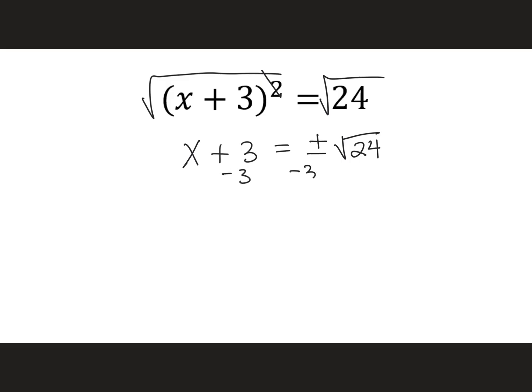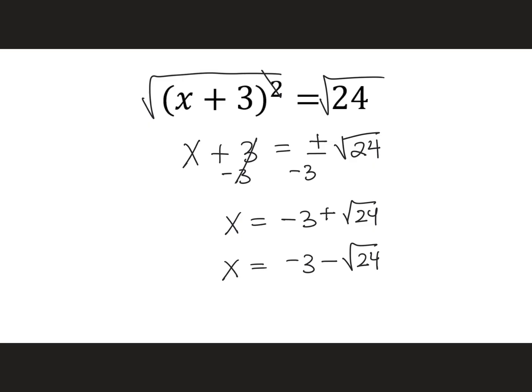Now, I'm going to suggest putting it in front of your radical. It just works better when you have a handheld calculator. If you have the decimals calculator, it really doesn't matter. So I get x equals -3 plus the square root of 24. And I also get x equals -3 minus the square root of 24.